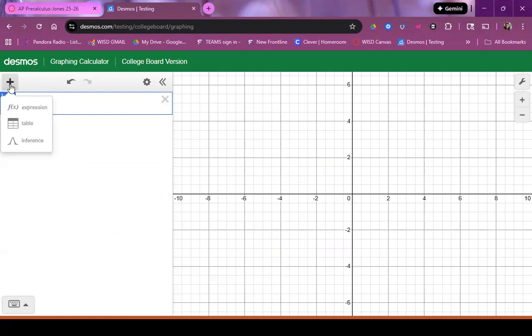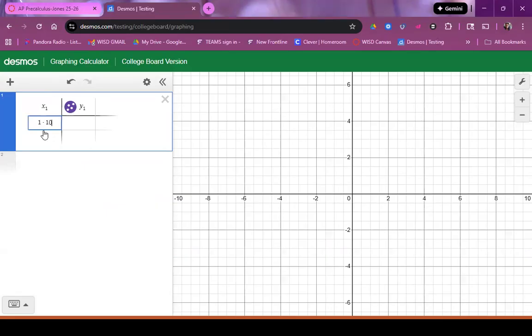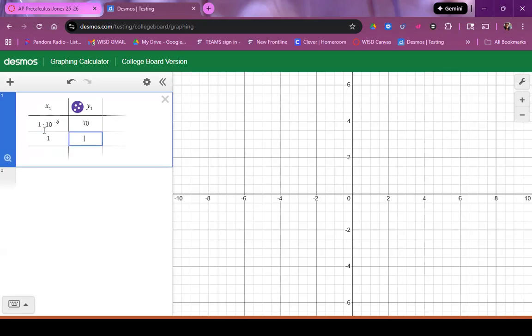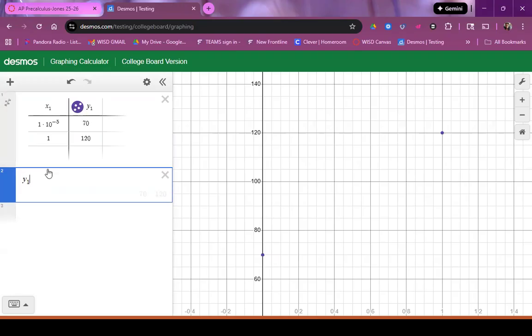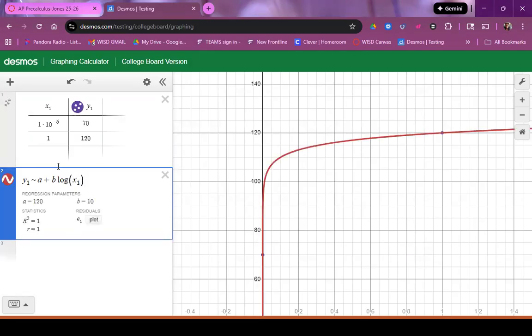Okay. So I can create my table. Like, okay, I wasn't sure if I did that math right. Let me check myself. 1 times 10 to the negative 5. And that was at 70. This is 1. This is 120. I'm going to adjust my window. And I cannot run a regular regression because it's natural log now. So I do have to use good old faithful a plus b log of x. And was I correct about those values? Yes.